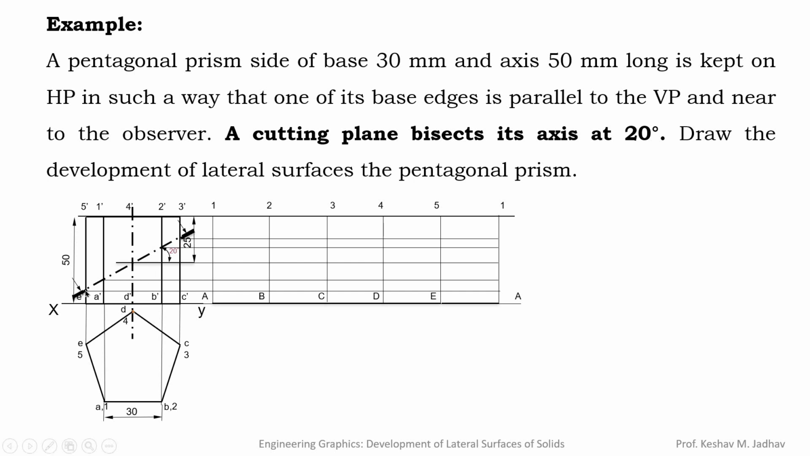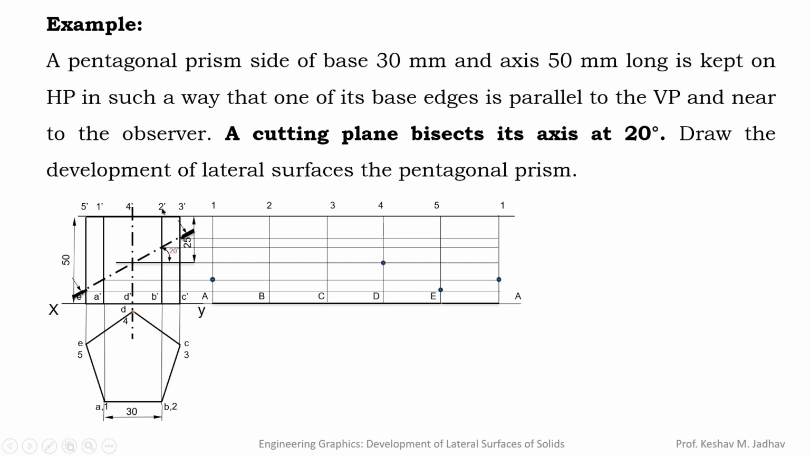Now this cutting plane will intersect this E5 line. So here it is the E5 line. From this intersection this projection is coming, so here we can locate that point on E5. Then this cutting plane intersects this A1 edge at this point. So at this A1 we can locate the point, and on this side also we can locate the point. Then this cutting plane intersects this D4 line, so here we can locate that point.